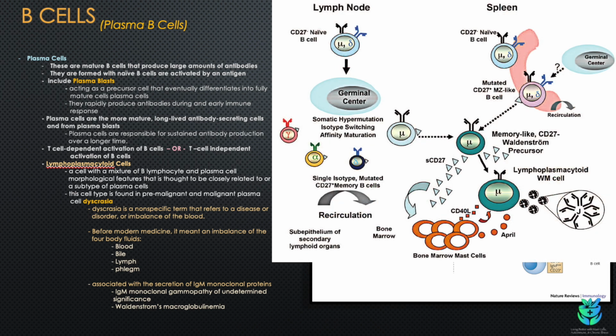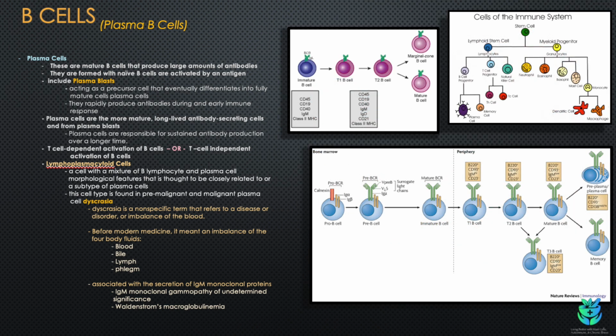This cell type is found in pre-malignant and malignant plasma cell dyscrasia. Dyscrasia is a non-specific term that refers to a disease or disorder or imbalance of the blood. Before modern medicine, it meant an imbalance of the four body fluids: blood, bile, lymph, and phlegm. The lymphoplasmacytoid cells are associated with the secretion of IgM monoclonal proteins. Waldenstrom's macroglobulinemia is one of those cases where your body's making lymphoplasmacytoid cells, and it's kind of like a very slow-burning cancer.